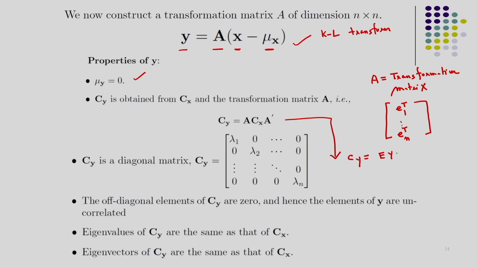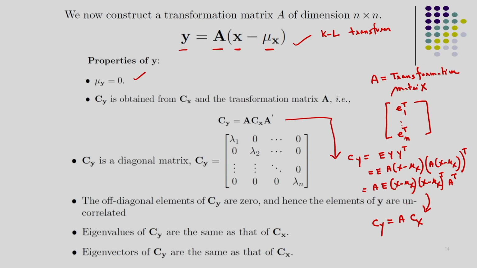It is nothing but the expected value of y y transpose. The mean of y is equal to 0, so that is why I can write like this. So it is equal to the expected value of A times x minus mu x, and A times x minus mu x transpose. So it is equal to A times the expected value of x minus mu x, x minus mu x transpose, and A transpose. So from this you can see the covariance matrix of y is equal to A Cx, this part is nothing but Cx, and A transpose. So here you can see the covariance matrix of y is equal to A Cx A transpose.